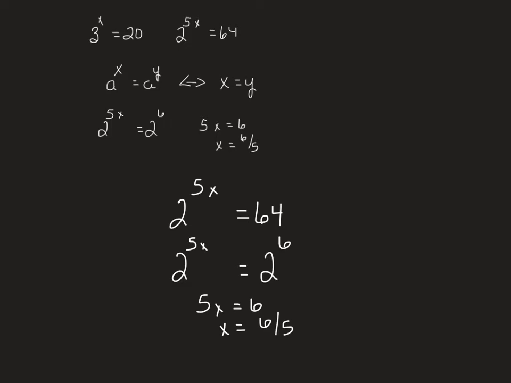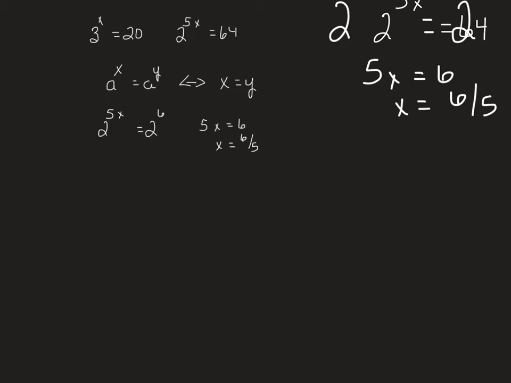If the bases are the same, we can set the exponents equal to each other and solve. You could also, I'm not going to do it because of the limitations I have with this app, put 2 to the 5x in y1 and 64 in y2 and see where those two graphs intersect each other, and that would also give us a solution.